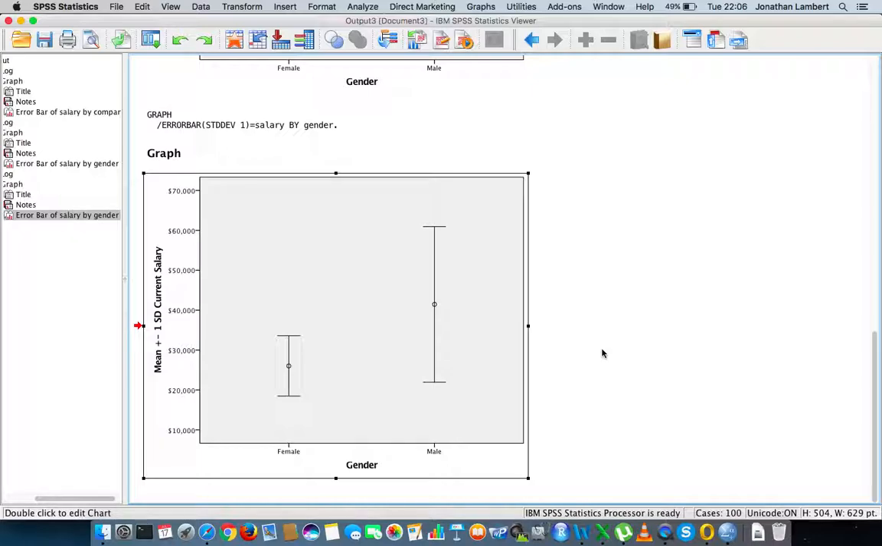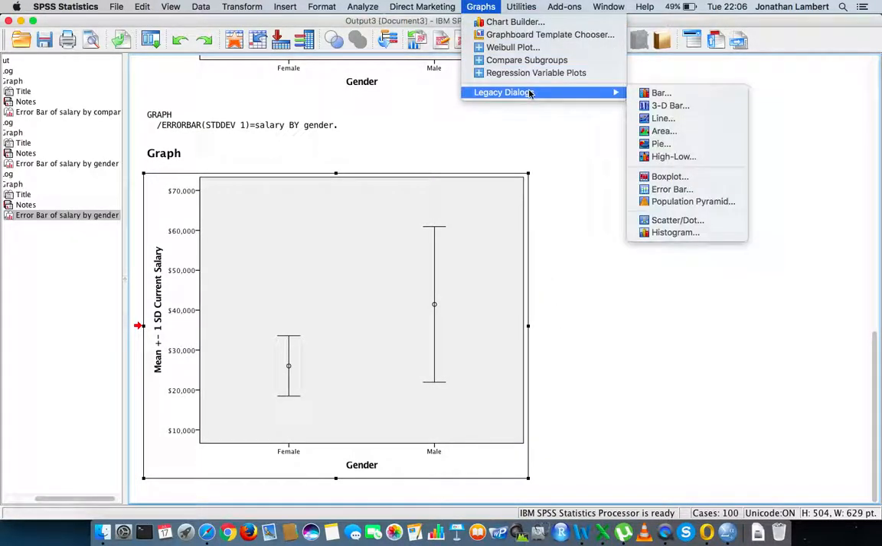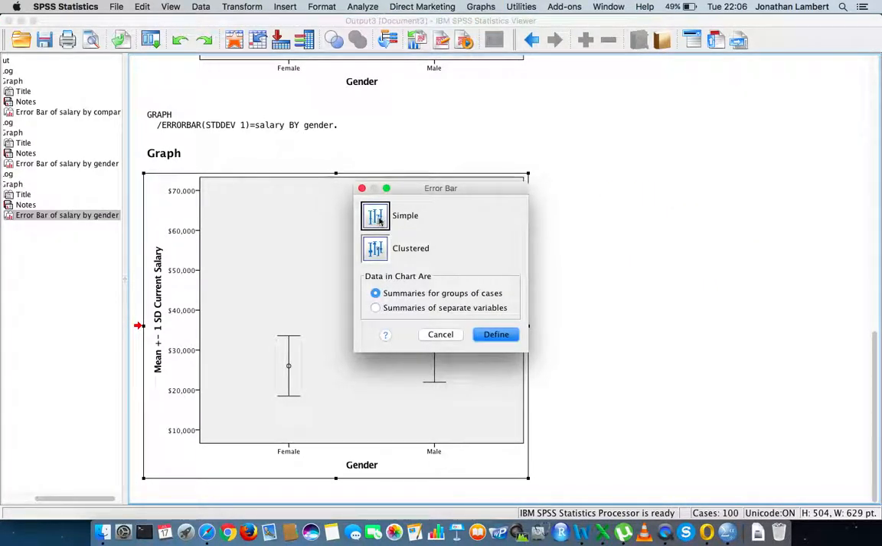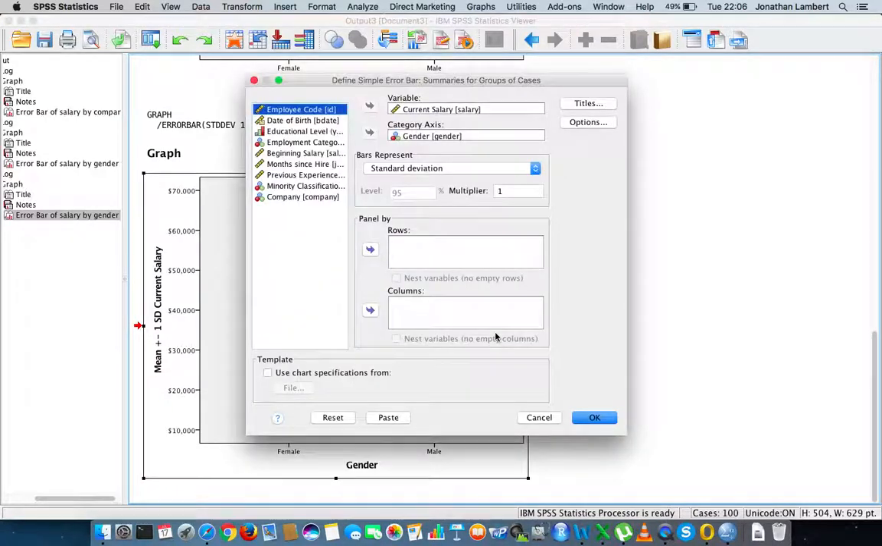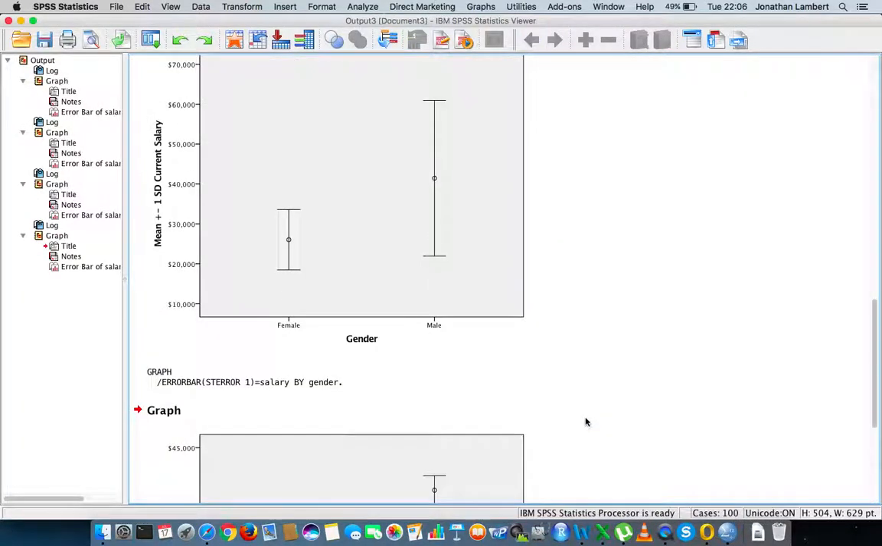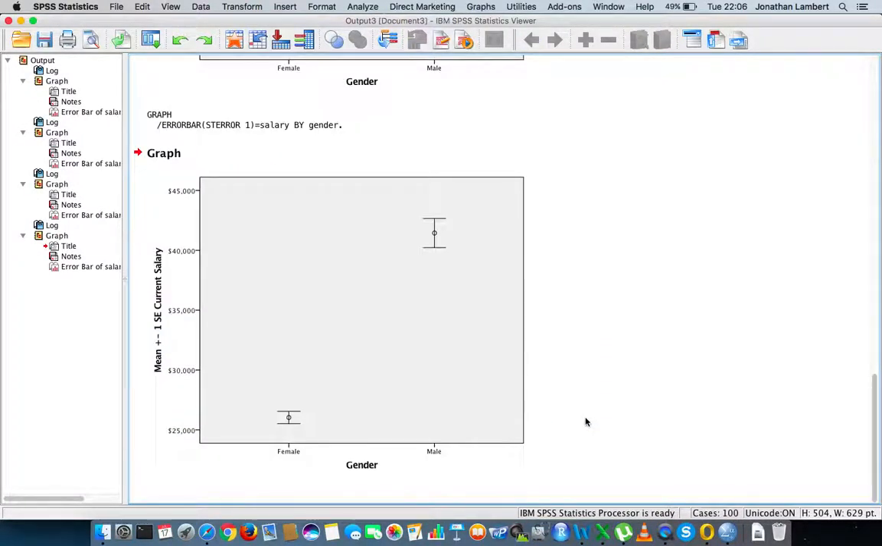So the final type of interval that we can do through error bars is looking at the standard error of the mean. Once again, we go back to simple, define. Instead of standard deviation, we'll choose the standard error of the mean. Let's hit OK. In this case, the standard error of the mean has to do with the sampling distribution. It's actually the standard deviation of the sampling distribution.